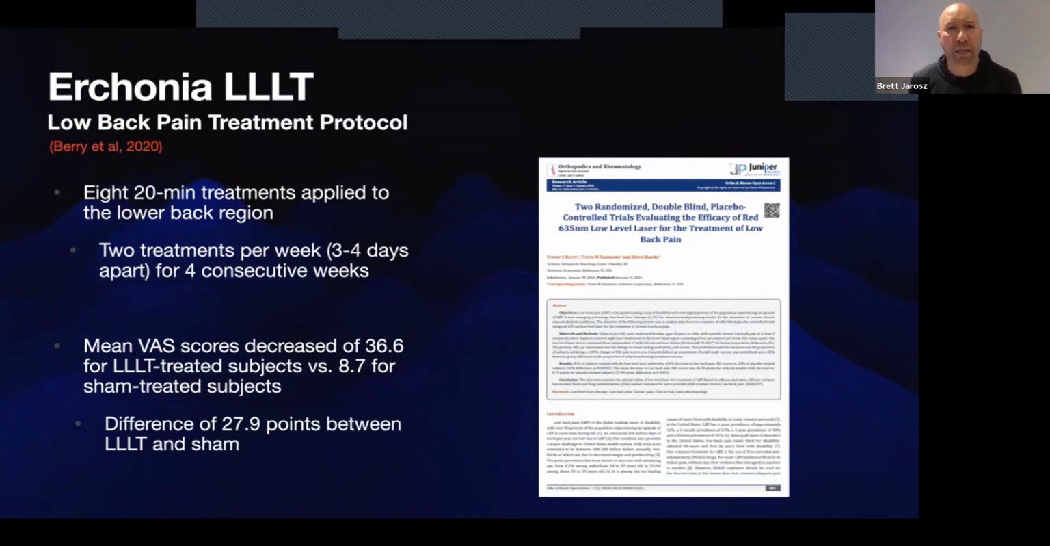I'll talk about some things we call stacking, or how we can couple things together to try and enhance those therapeutic outcomes. But that there from the Onychomycosis research study was just point and shoot, just lasering the back, doing nothing else, just putting the laser on it for 20 minutes, twice a week for 4 weeks. And as we can see there, the pain scores decreased by like 36.6 for the laser versus 8 for the sham. So there was a 27.9 point difference between the low-level laser and the sham, of course, which is the LEDs.